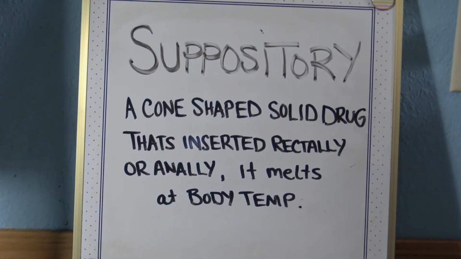Suppository. A suppository is a cone-shaped solid drug that is inserted into a body's opening. It melts at body temperature. So if they have swallowing issues or nausea, or it needs to go into the system super fast, suppository. It is a cone-shaped solid drug that is inserted and melts at body temperature.